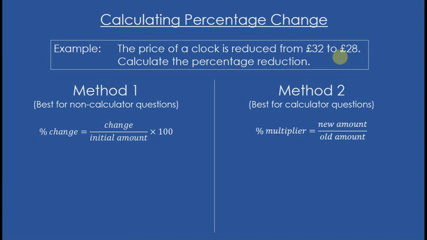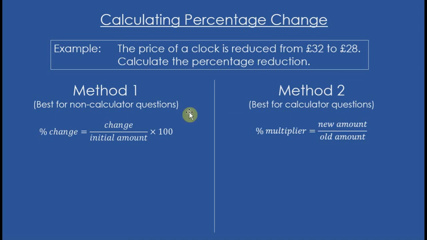Hi guys, I'm going to explain how to work out percentage change. Here's the example. The price of a clock is reduced from £32 to £28. Calculate the percentage reduction. Now we already know it was a reduction just by looking at the prices. Also it says reduced, so it could have just said calculate the percentage change. But these sorts of questions can also be posed by saying calculate the percentage profit or loss.